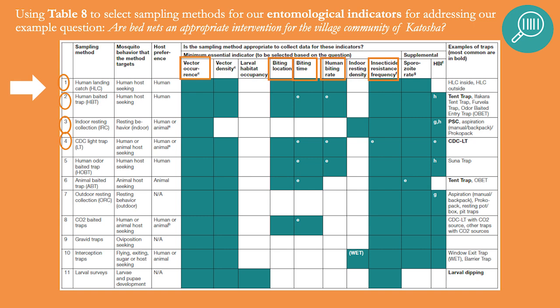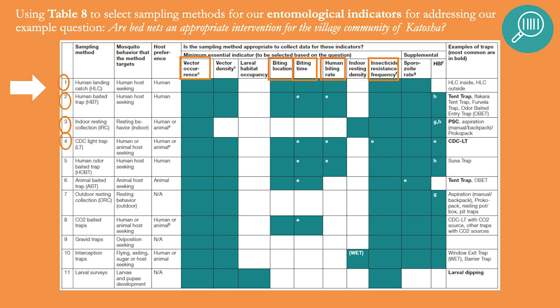Looking at this table, we can immediately see that there are several sampling methods that allow us to measure these indicators. In fact, HLCs, human baited traps, and CDC light traps each allow us to measure all 5 of our indicators. Indoor resting collections would allow us to measure only 2 out of our 5 indicators. So this is probably not the best option. Now we need to decide between HLCs, HBTs, and CDC light traps.